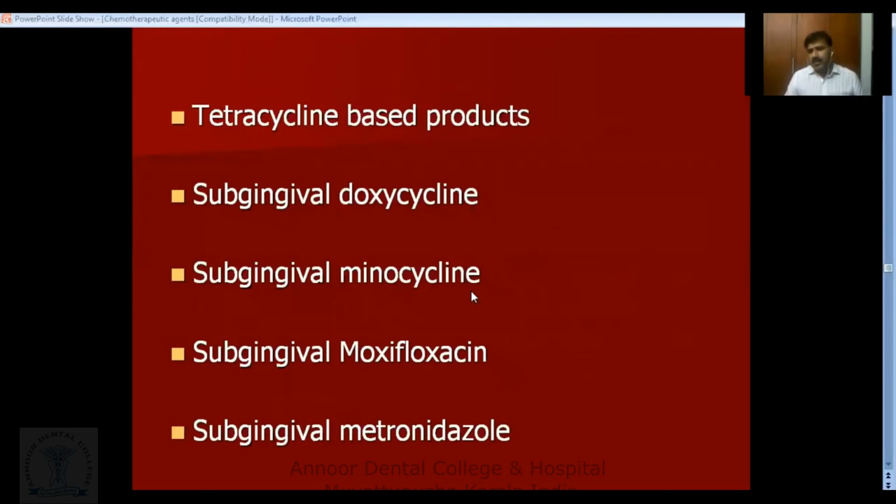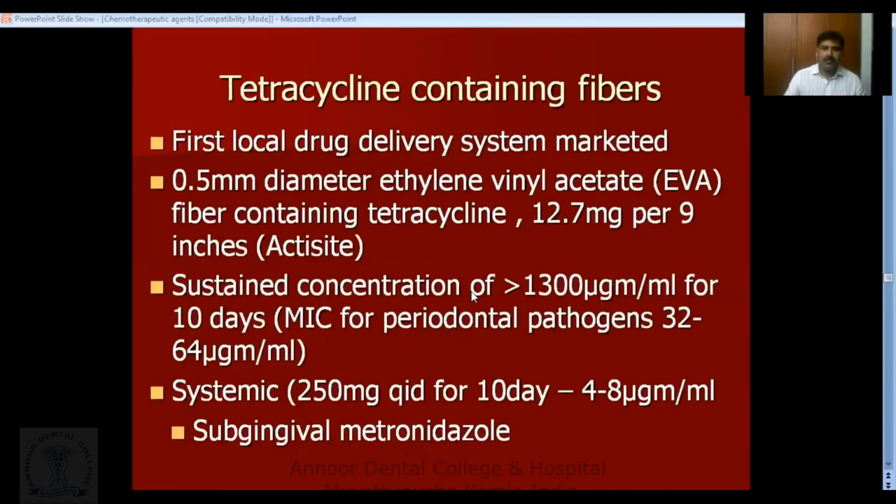Now you have different types of local drug delivery agents. One is tetracycline-based products. We discussed which tetracyclines are used. Then second, we have doxycycline, again a different form of tetracycline. Minocycline, subgingival moxifloxacin is used, and also metronidazole. The first four are antibiotics. The last, metronidazole, is an antiseptic. Sorry, all these are antibiotics. Metronidazole is an antibiotic. Now finally, in local delivery of antiseptics, you have fluoroxyl. Now first we'll discuss fibers, tetracycline containing fibers.